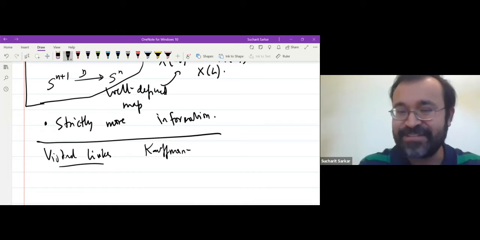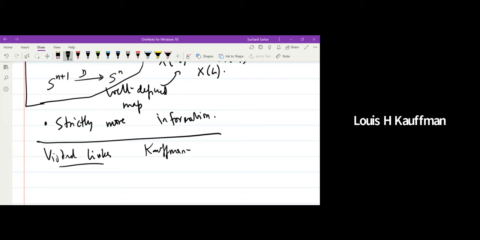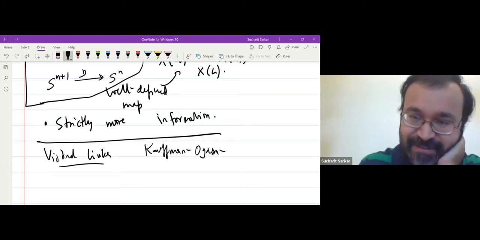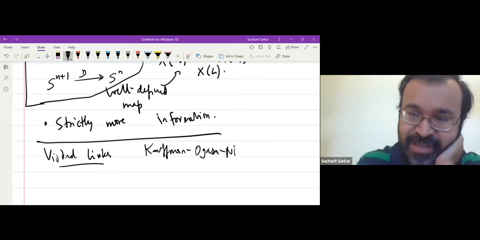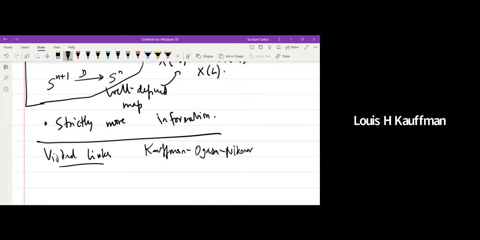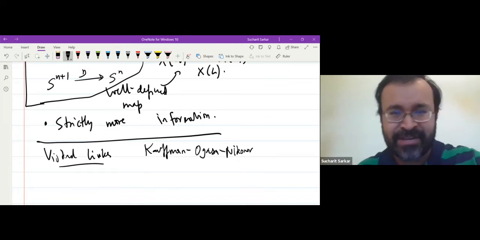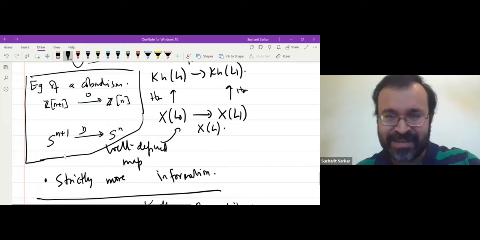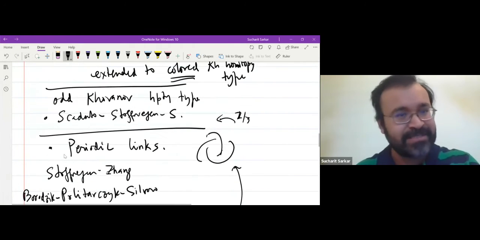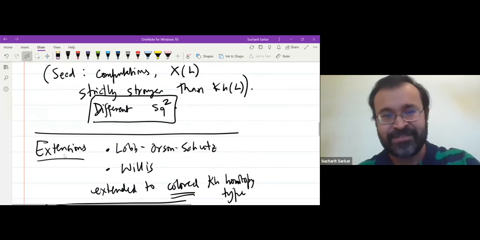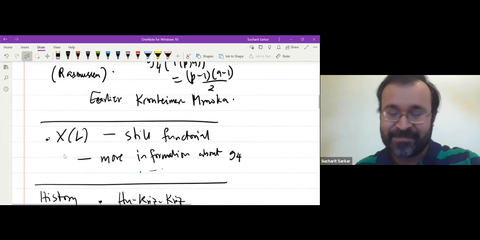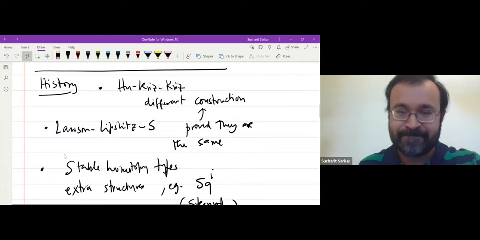So let me cite Kauffman and, sorry, who else? Ogasa and Nikonov. Okay, great. So there are other theories developing, and of course, my apologies. I tried to mention as many people as I could, but I surely have missed others because there are a lot of people working on this. So if I missed anybody, my apologies.